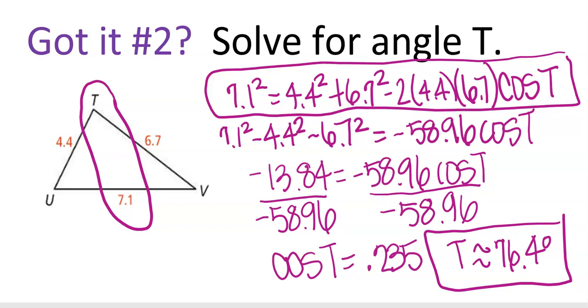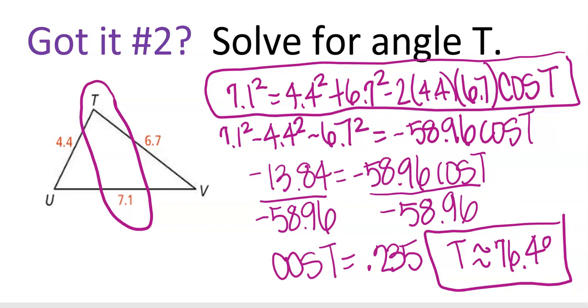Okay, so how many people got 76.4? Maybe some of you aren't done yet. Good. So at the beginning, I wrote the formula out. The 7.1 and t go together. This is the side, so the side goes on the left. The angle always goes on the right. And then I subtracted my 4.4 and my 6.7 squared, and I got negative 13.84. I also multiplied my 2 times 4.4 times 6.7 so I could put them together.